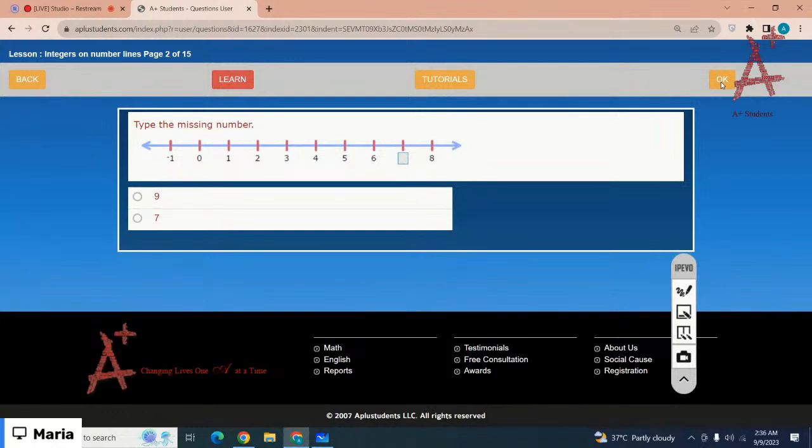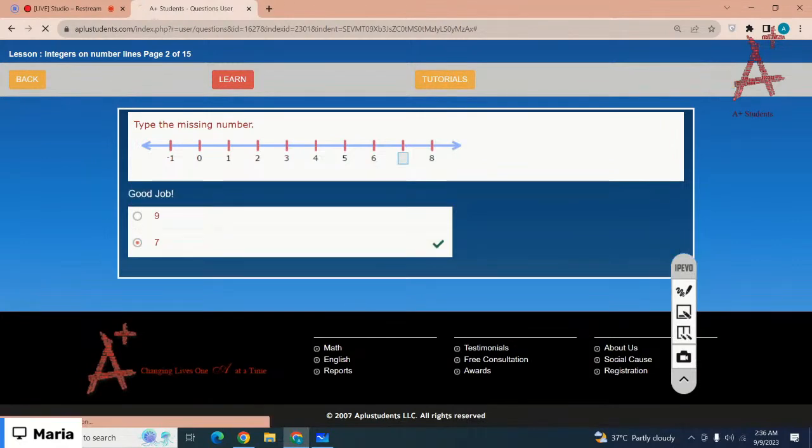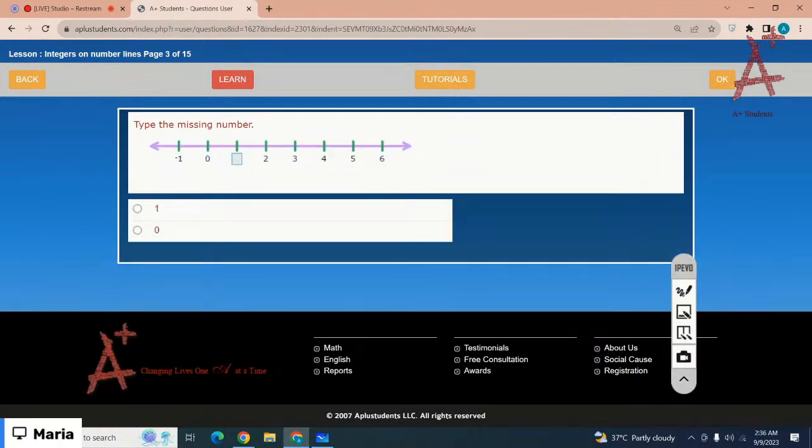Type the missing number. So which number is missing? On the right hand side, the number that is missing is between 6 and 8. So which number is missing? Between 6 and 8 we have, yes, 7. That means the 7 is missing, right? Okay, type the missing number. So which number is missing between 0 and 2? Yes, between 0 and 2 the missing number is, very good, that is 1.